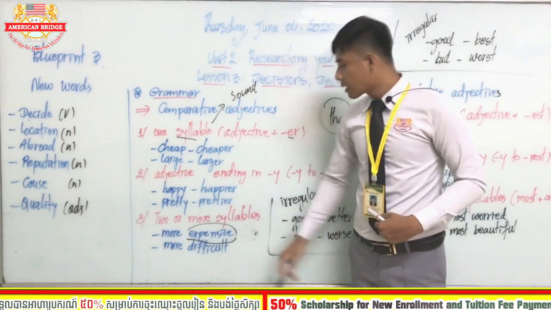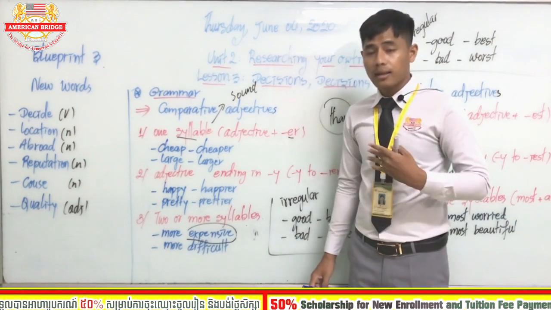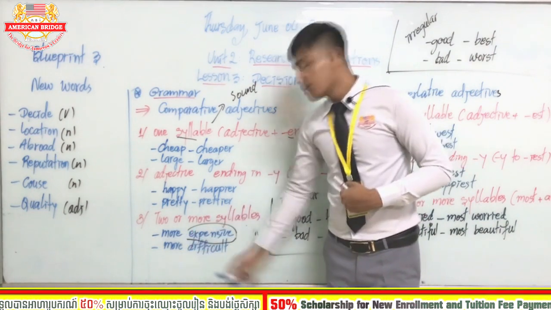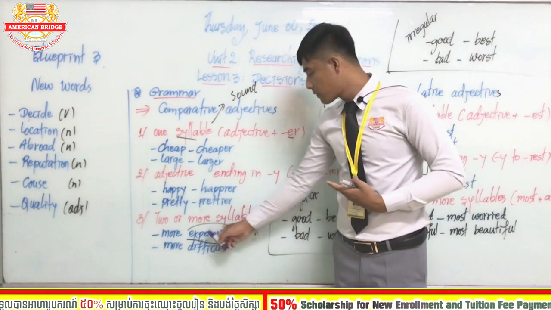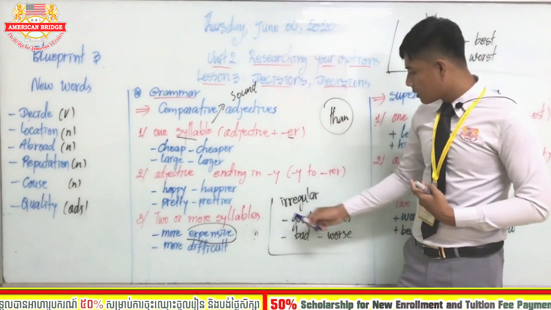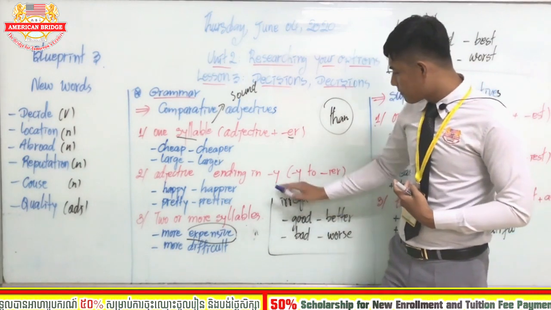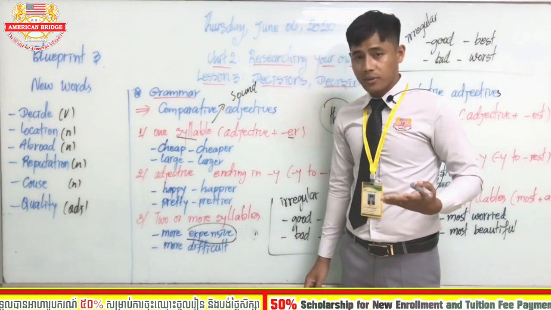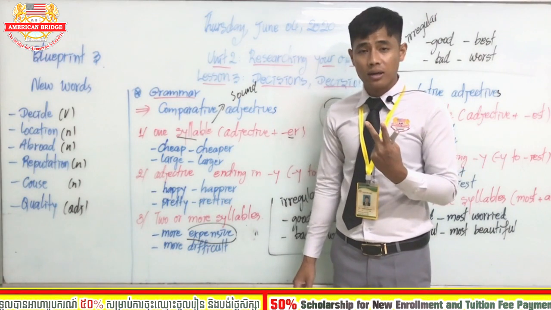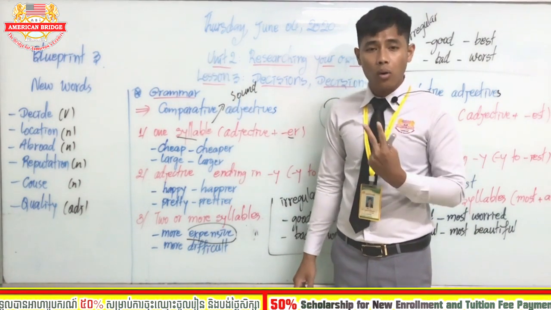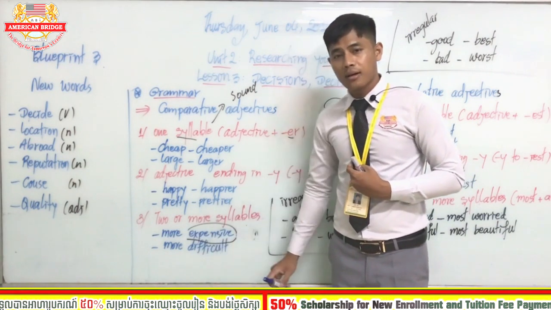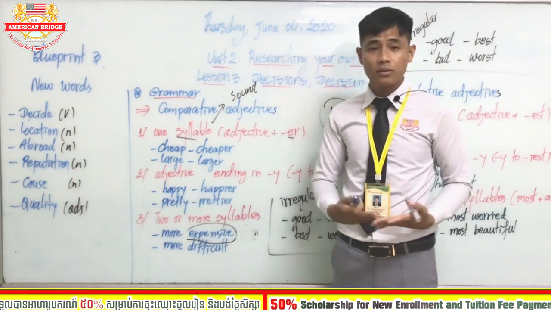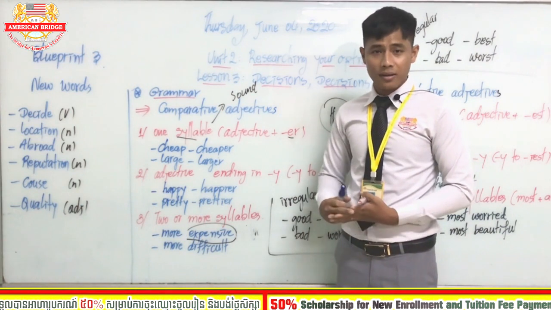Again, two or more syllables. So you have to write more before the adjective. Two or more syllables means more than two sounds, or two sounds up. So we have to add more before the adjective. Got it? More expensive, more difficult. Teacher tries to explain one by one to make sure that you can catch this topic well.